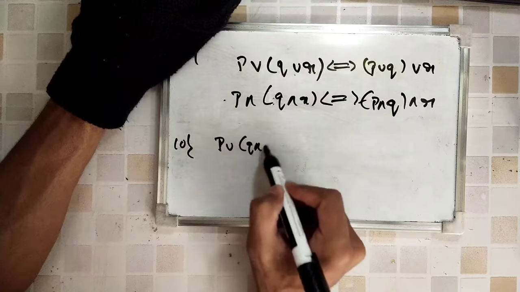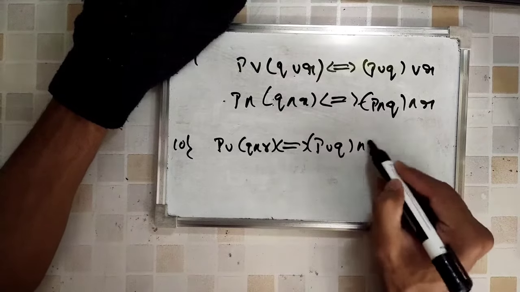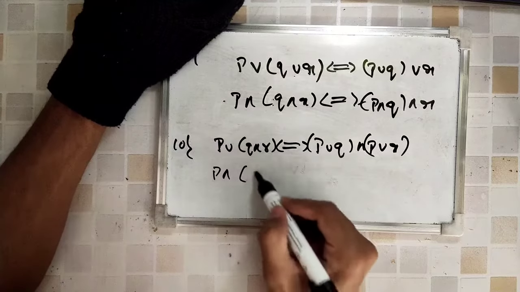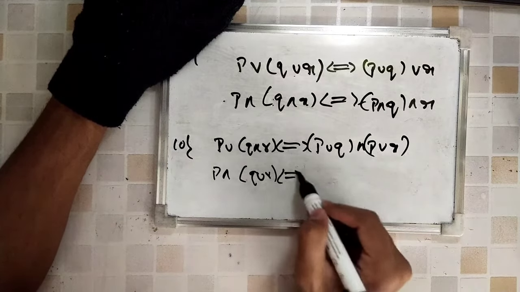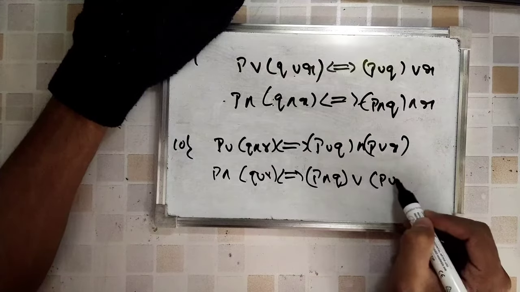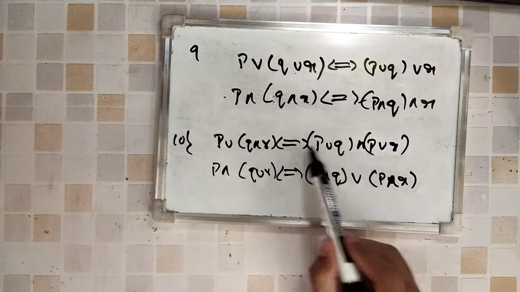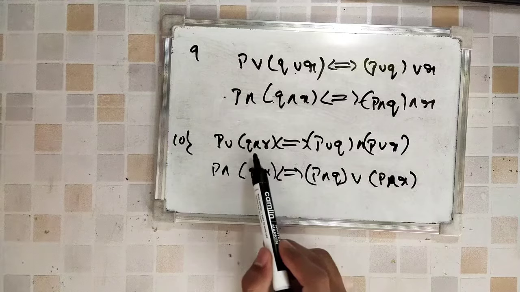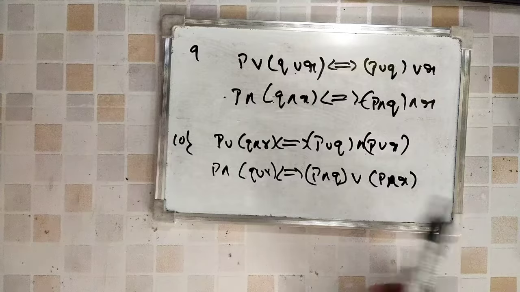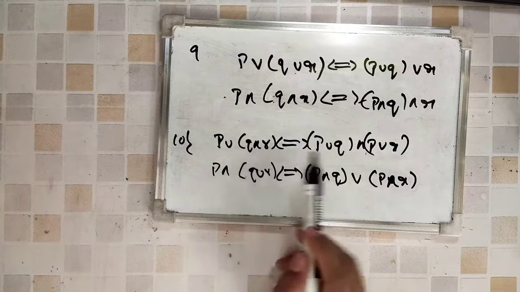P or Q and R is logically equivalent to P or Q and P or R. Similarly, P and Q or R is logically equivalent to, first here, P and Q or P and R. How to remember this is also very simple. Whatever is inside, that will be in between two brackets, these two terms. Here inside and was there, here outside will be there. Here inside or was there, here outside will be there. Which is outside this bracket will come inside, which is inside will come outside.